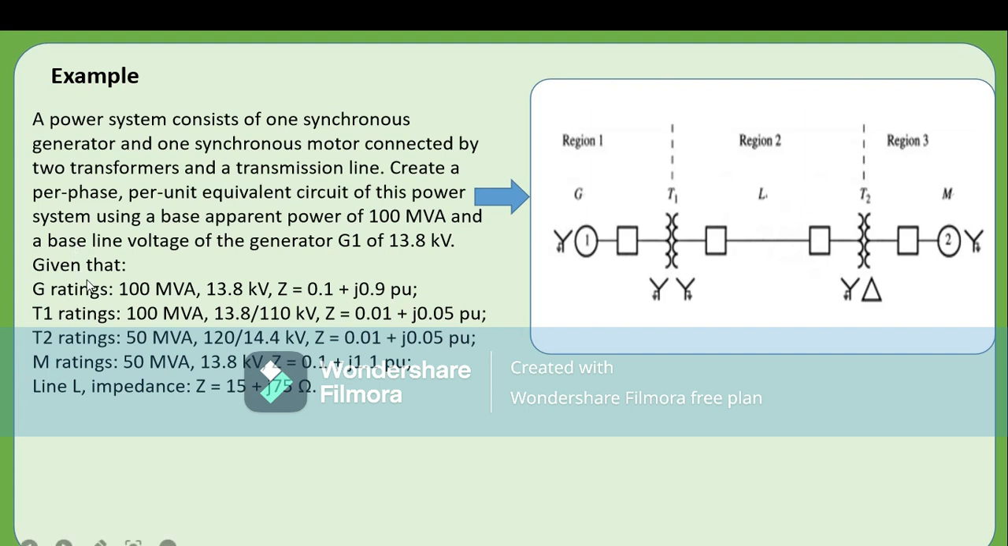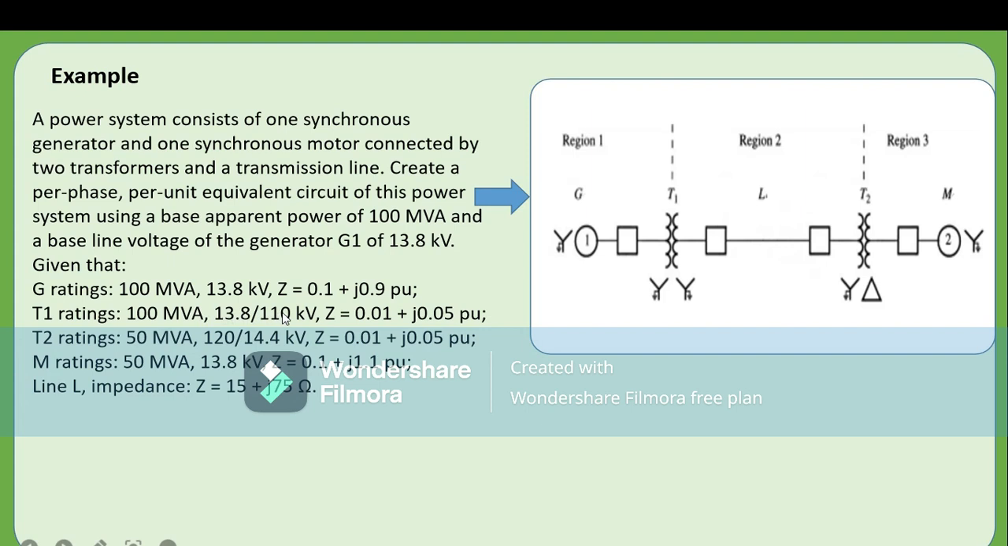Now you can see these are the parameters. Now the nameplate parameters for the generator: we have that the power of the generator is 100 MVA, its voltage is 13.8 kV. So you can see its impedance. So you can see for T1, which is the transformer 1, we have 100 MVA.